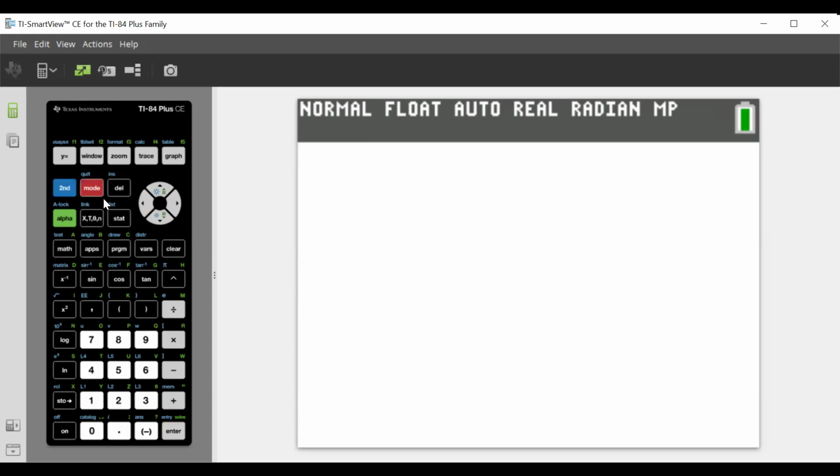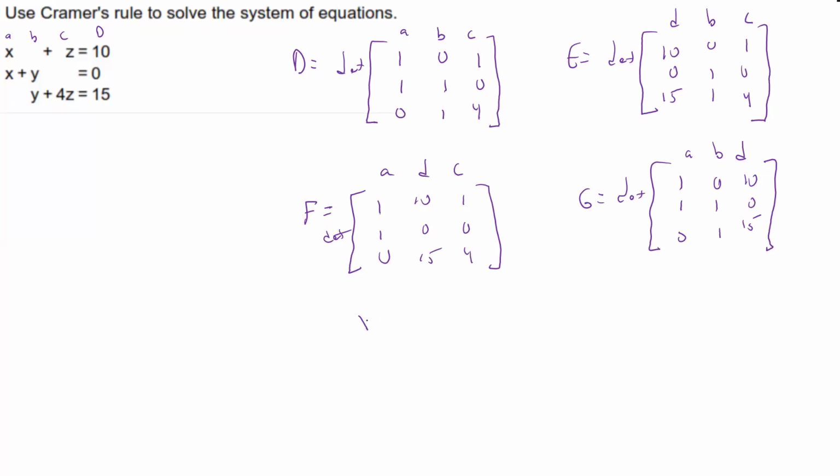So now we have all of them. So now what we need to do is find the determinants. So let's go back over here and figure out what we need to do. Well, on this, x is going to be equal to E over D. Y is going to be equal to F over D. And Z is going to be equal to G over D. Okay, so that's what we need to do to find our X, Y, and Z. So let's go do that.